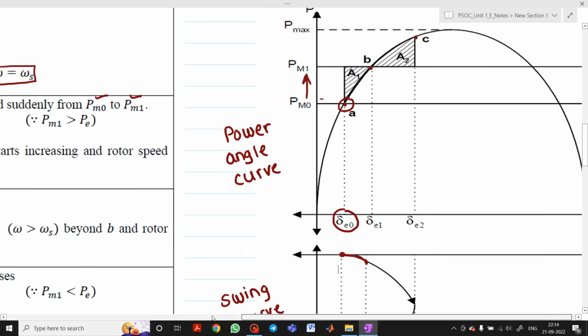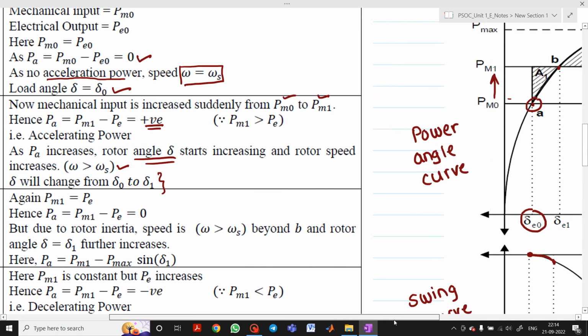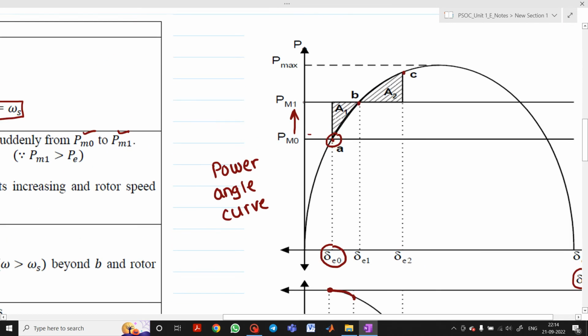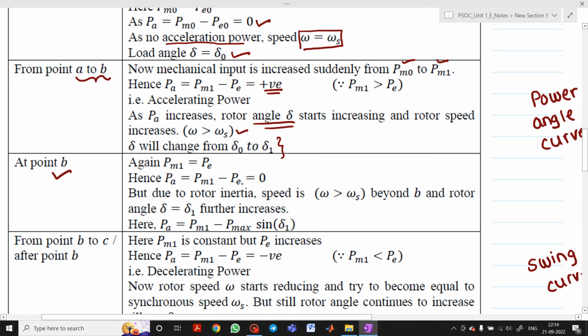Now what happens here after the region A to B? Let's say what happens at point B. Now here if you observe at point B, PM1 will be equal to PE. So this is your point B. So if PM1 equals PE, what about accelerating power? Acceleration will be 0. But even though accelerating power is 0, due to rotor inertia, the speed will not be equal to synchronous speed, or it will not drop down. That speed will be what? It will be greater than synchronous speed beyond B, and the rotor angle will increase from delta 0 to delta 1.